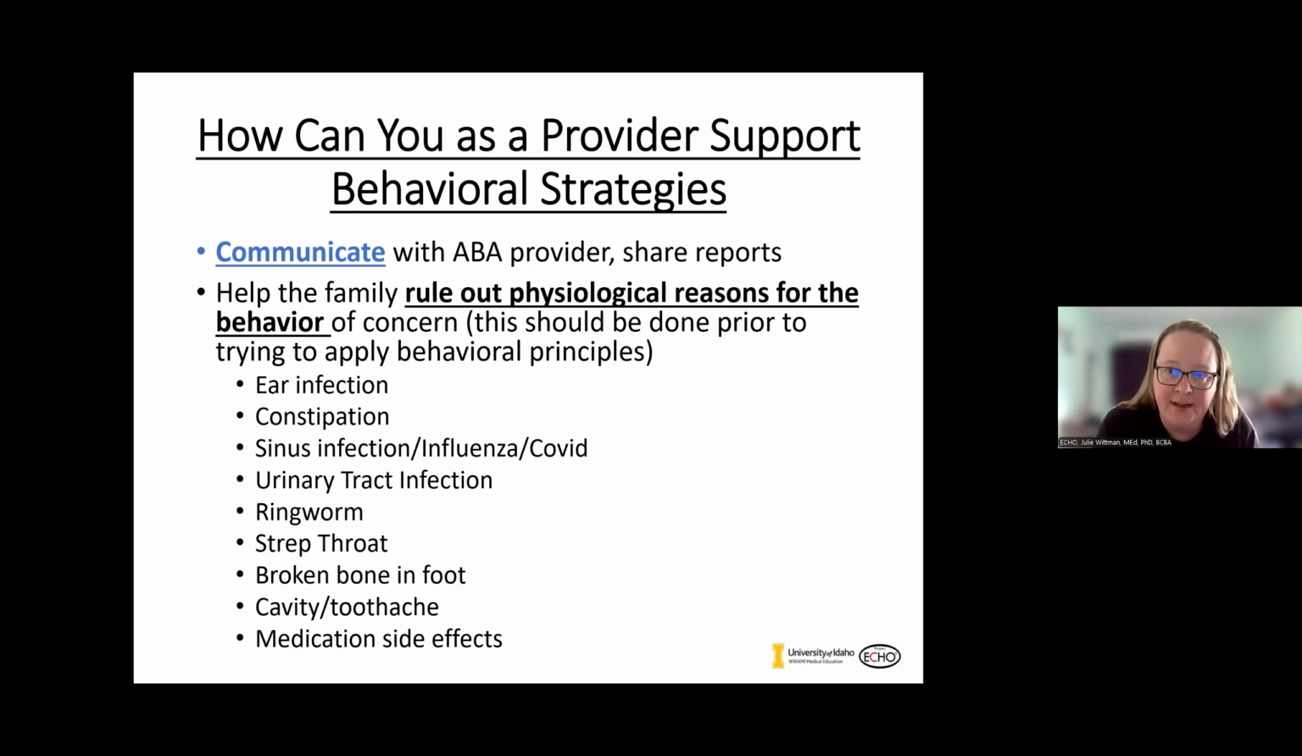How can you as a provider support behavioral strategies? The first one is to communicate with the ABA provider, sharing reports. And one of the biggest things that we as ABA providers recommend to families is to help rule out any physiological reasons for the behavior that we're talking about. We're taught in graduate school that you should always rule out physiological reasons prior to trying any behavioral strategies.